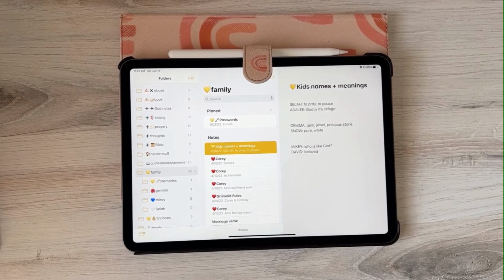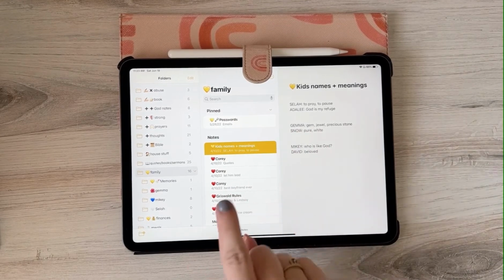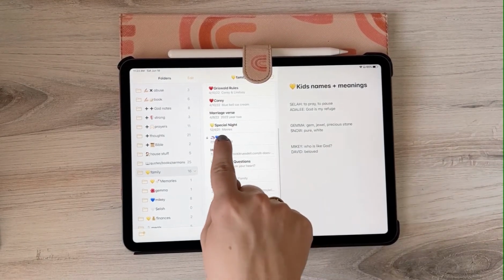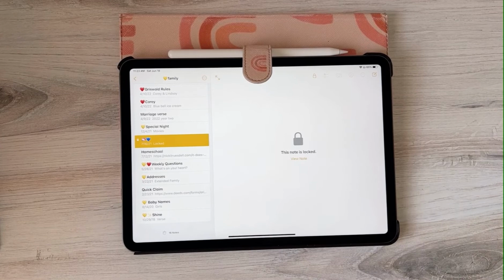You know what I mean? So I have all my passwords there. You can lock things too. So I actually have one that is locked, which has some personal information. So again, you could always do that to your password. I get in it so much that I don't do that.